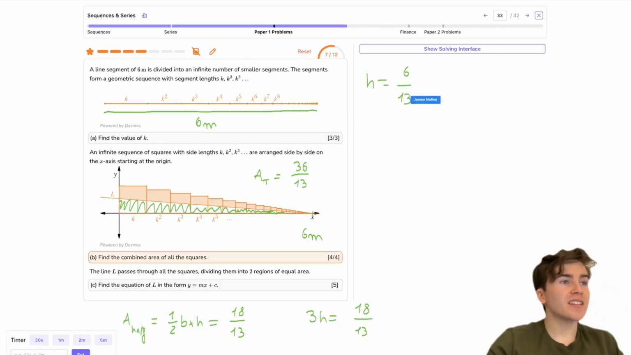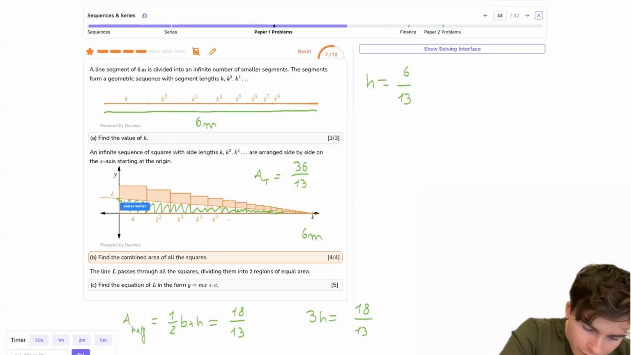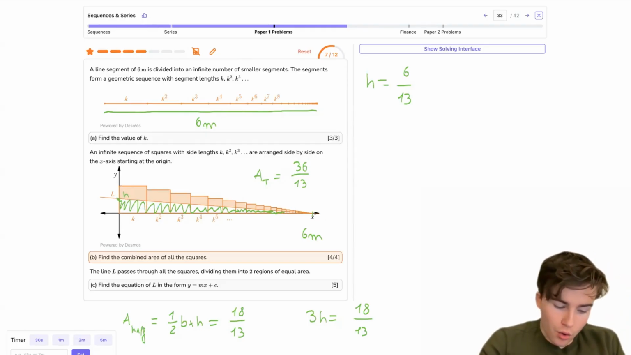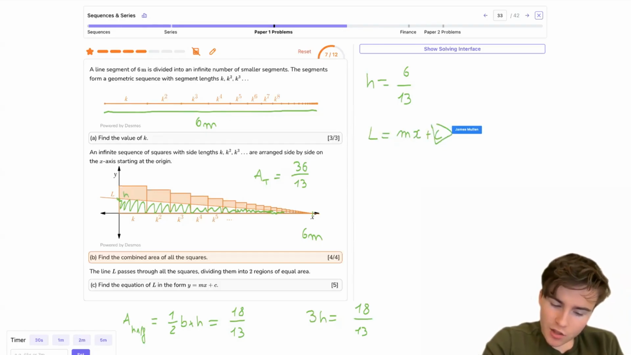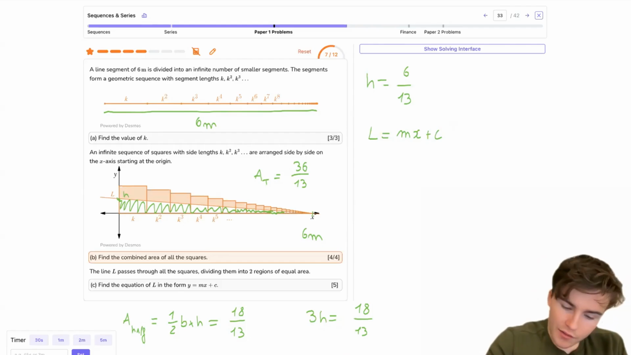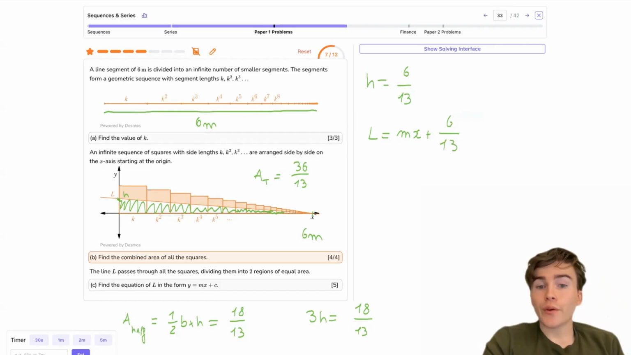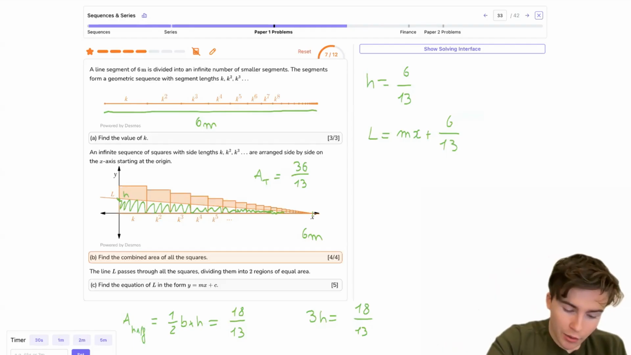What is h? h is the y-intercept of the line. It's the height of the triangle, so this is h here. That's h. And I know, therefore, that if L has equation mx plus c, then c is the y-intercept, which means that I now have a line mx plus 6 over 13, because I know what the height of the triangle is. And all that's left to find now is the slope, okay? But now I know 2 points on the line. I know the y-intercept, 6 over 13, and I know that the x-intercept is 6, which means if you look at this line, you look at its slope.